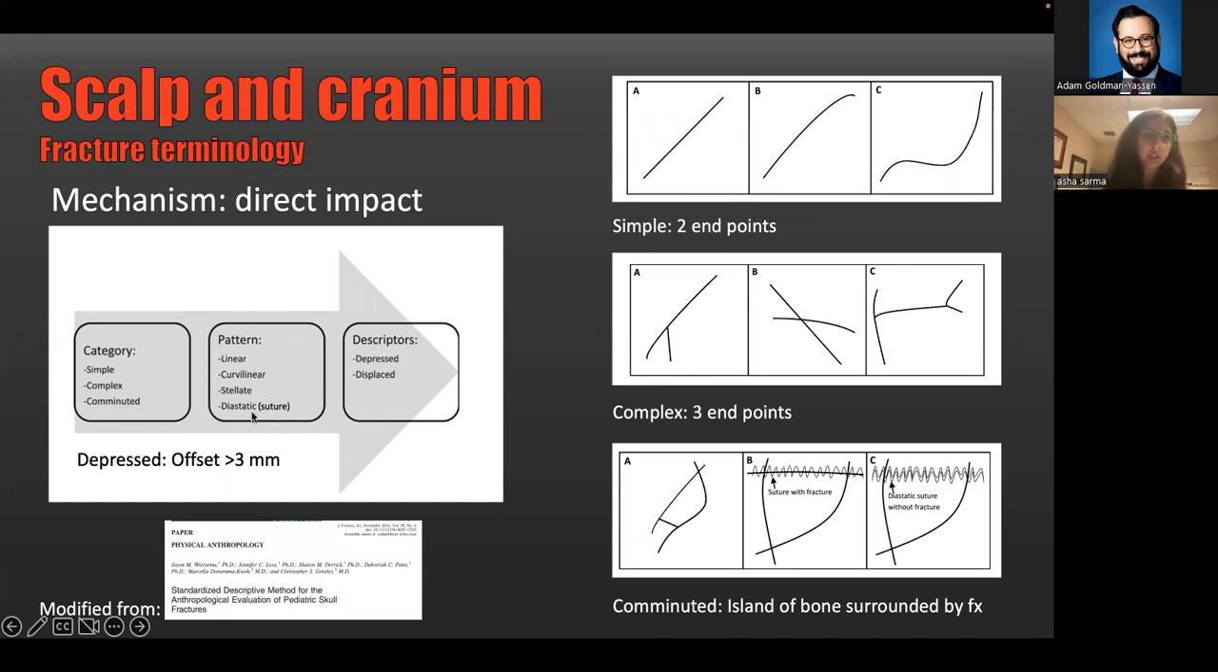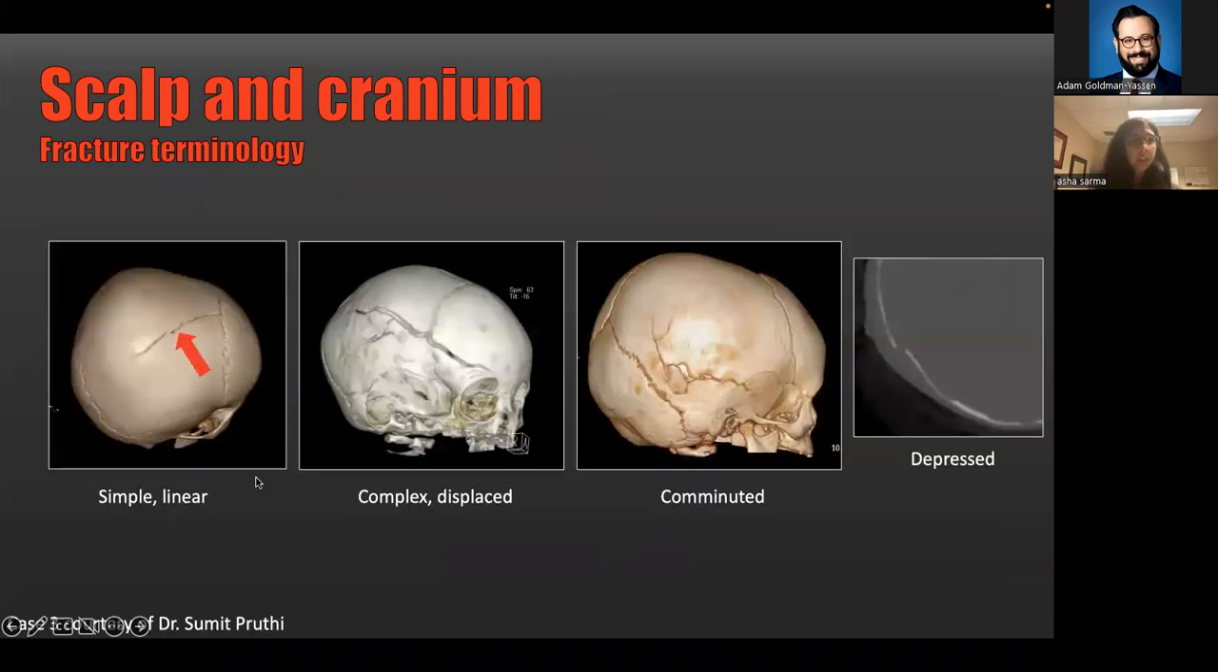So the diastatic sutures, or diastatic fractures, are widened, and they can be depressed or displaced. A commonly accepted definition for depression is offset by more than 3 millimeters. So here is that example. This was the correct answer in that quiz. So this is a simple linear fracture. These are the kinds that are most likely to be associated with short falls.